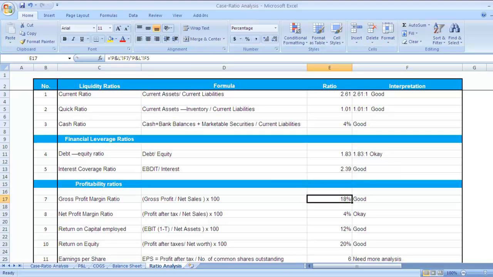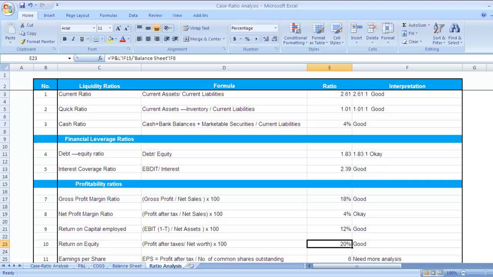Gross profit margin 18%, good. Net profit margin is 4%. I mentioned it's okay because we need to dig deeper and check why it is only 4%. If it is the industry standard, then we have to accept it. Return on capital employed is 12%. Good. What as a shareholder you should be interested in? Return on equity, which is 20%.